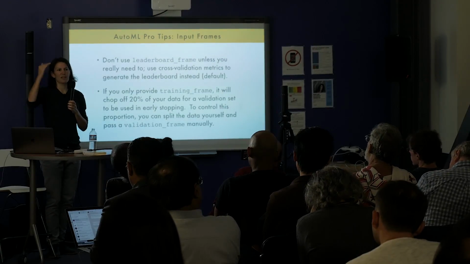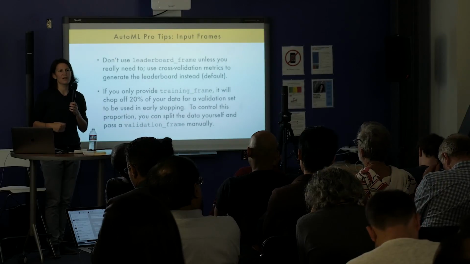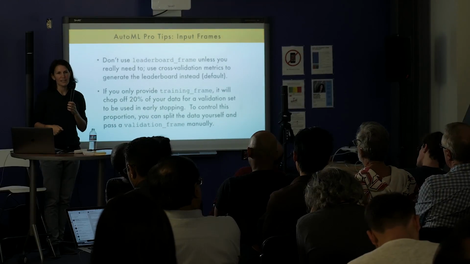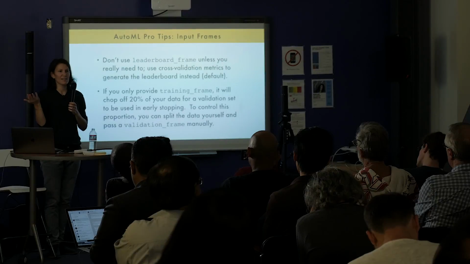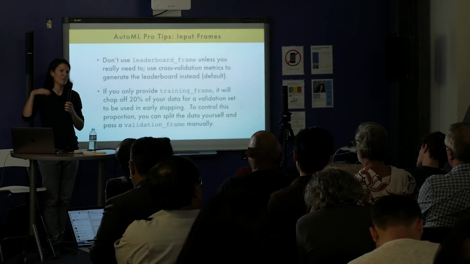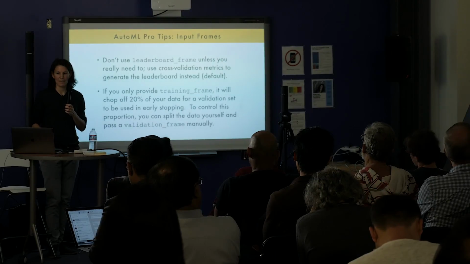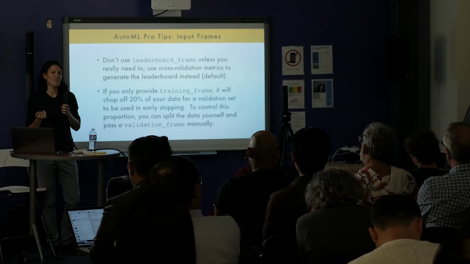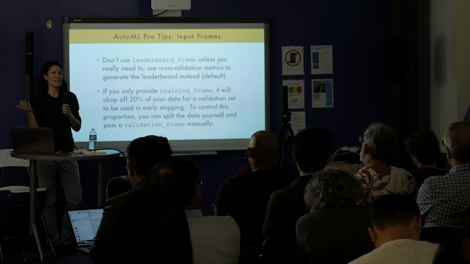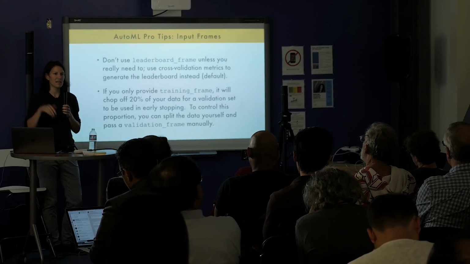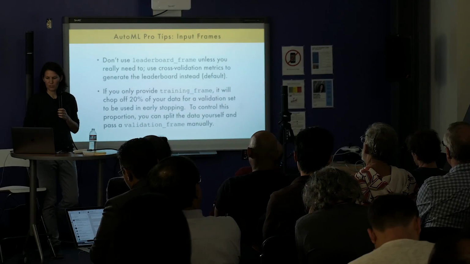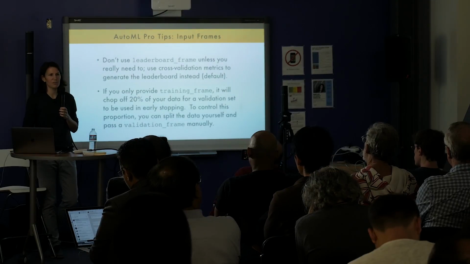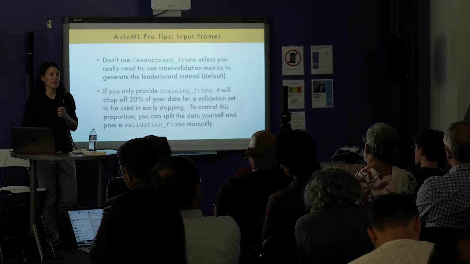You could just use cross-validation metrics, because by default we're going to do cross-validation anyway, unless you turn it off, and then you would need a leaderboard frame, but we would chop that off automatically. You can turn off cross-validation if you have a billion-row data set and don't feel like doing it. Maybe you just want train and test, or train and validation, or maybe twofold cross-validation. So you have the ability to turn that off. We'll do fivefold cross-validation by default.